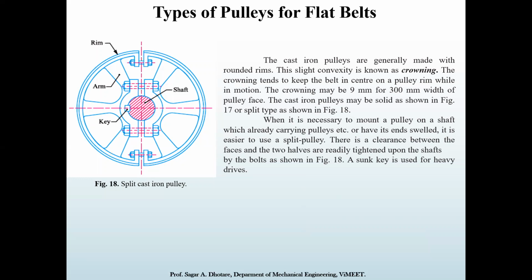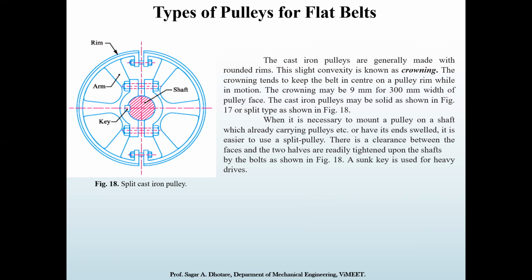The crowning is up to 9 mm for 300 mm width of the belt pulley face. This cast iron pulley is made solid, as shown in the previous figure also. And if you are using the split type, you can refer to figure number 18, which is joined by using fasteners. When it is necessary to mount a pulley on a shaft which already carries pulleys, whose ends are swelled, it is easier to use a split pulley.